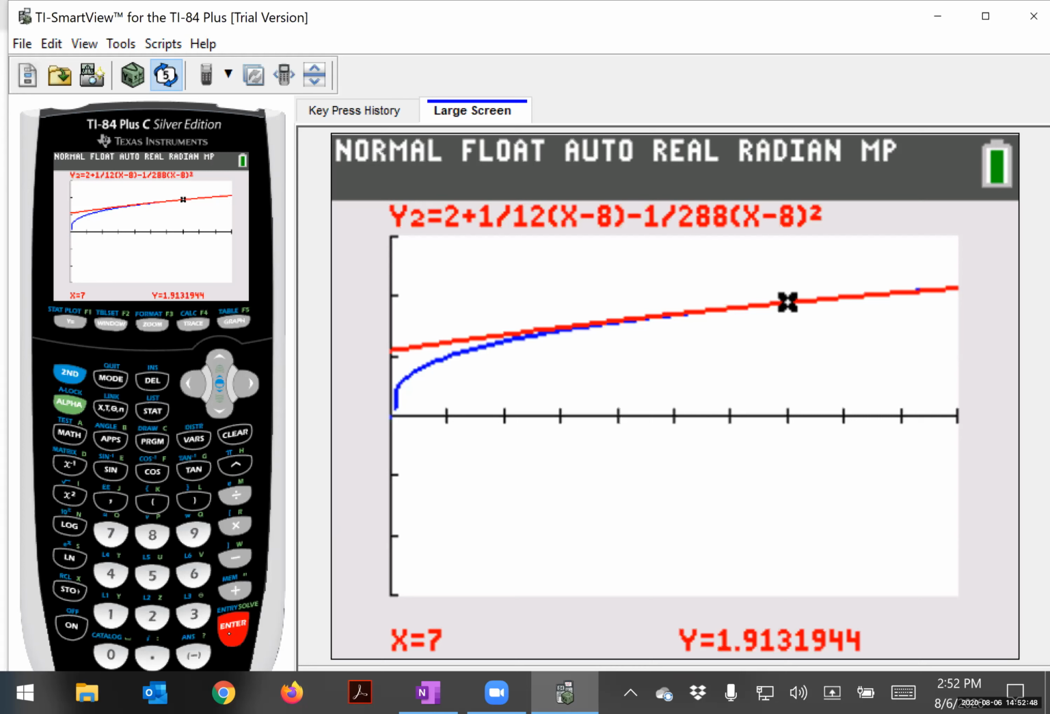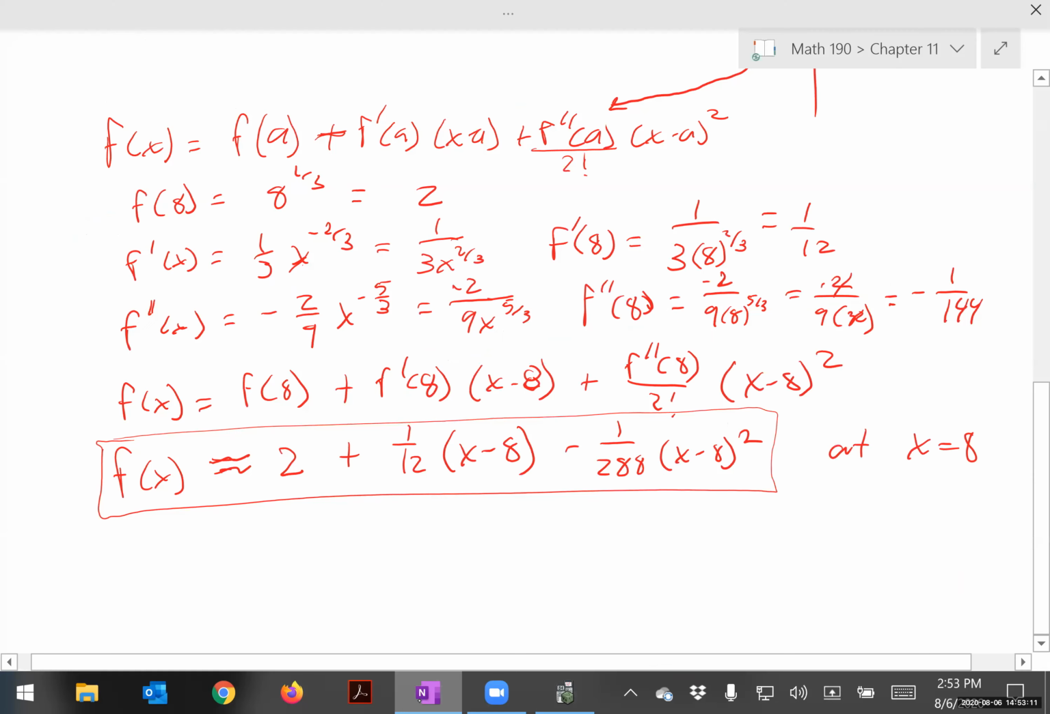And then let's do x equals 9. When x is equal to 9, this is 2.0798. We got 2.08 basically last time. Not much of an error. Okay, there is an error, and we're going to talk about what the error is. 2.0798611. So let's go back to our notes here, and I'm going to talk about this.